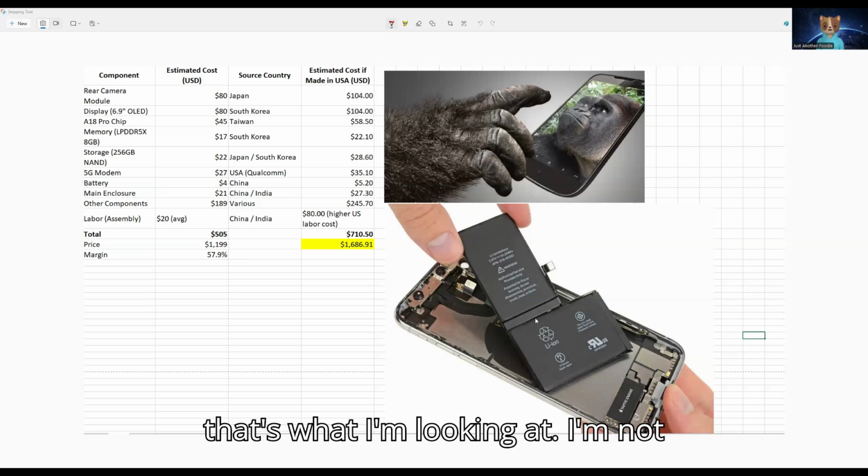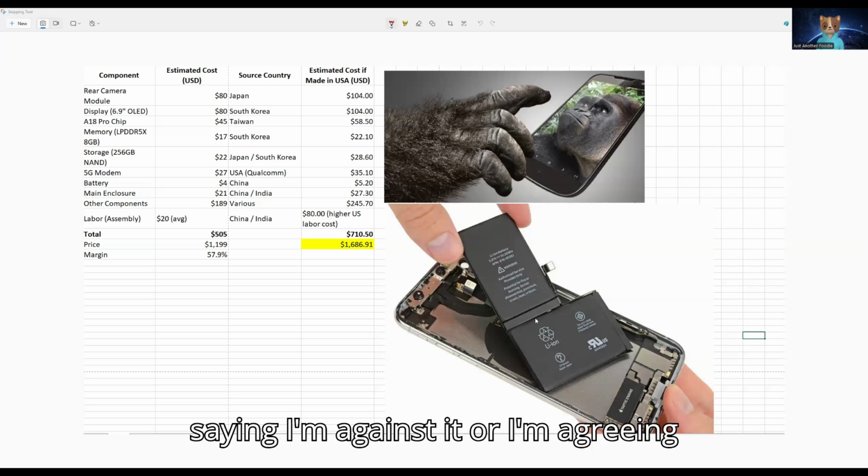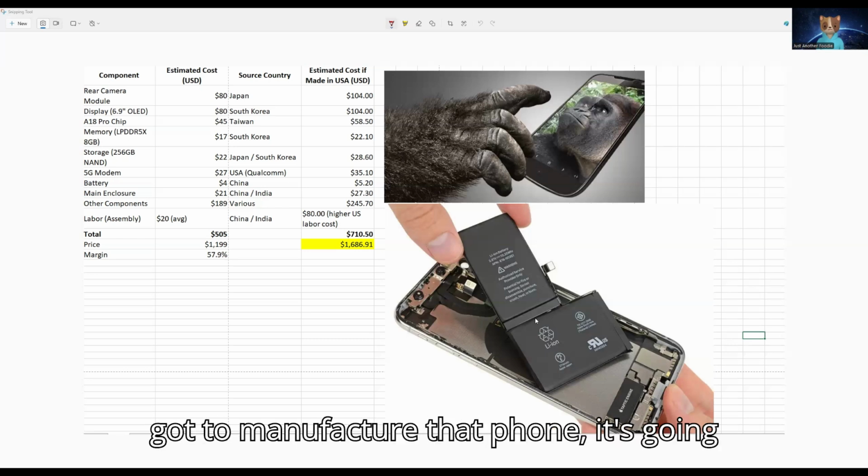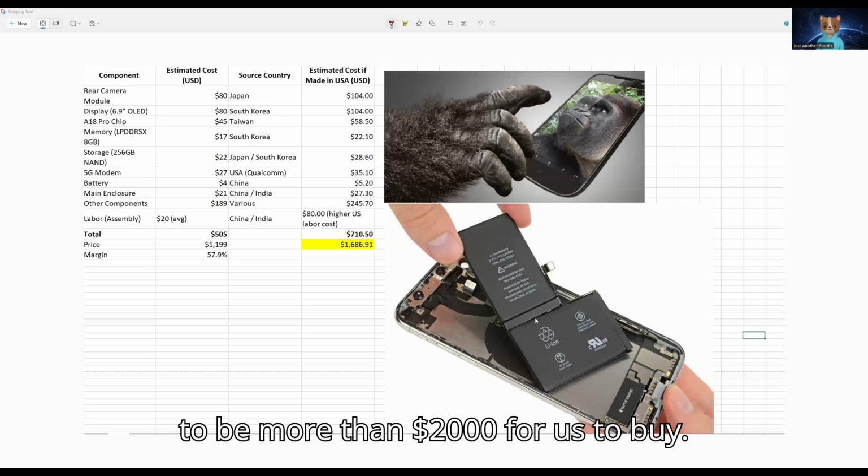And that's what I'm looking at. I'm not saying I'm against it or that I'm agreeing with the practice. I'm just saying if we had to manufacture that phone, it's going to be more than $2,000 for us to buy.